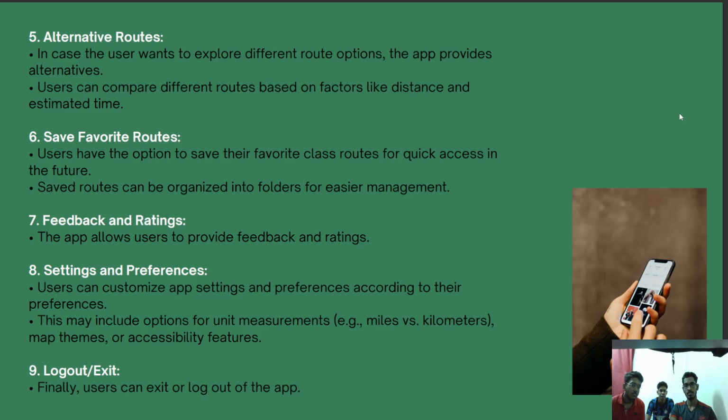Then we have feedback and ratings, which is of course just to collect a survey of their feedback and ratings that will help us to improve the application over time. Then we have settings and preferences, where users can customize app settings according to their needs. This may include options for unit measurements, miles or kilometers, map themes, and accessibility features. And finally, they have the option to log out or exit, which means they have the freedom to exit or log out of the app.